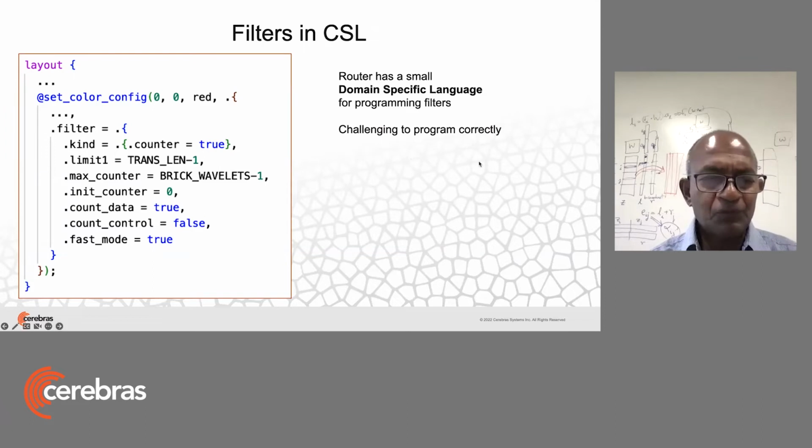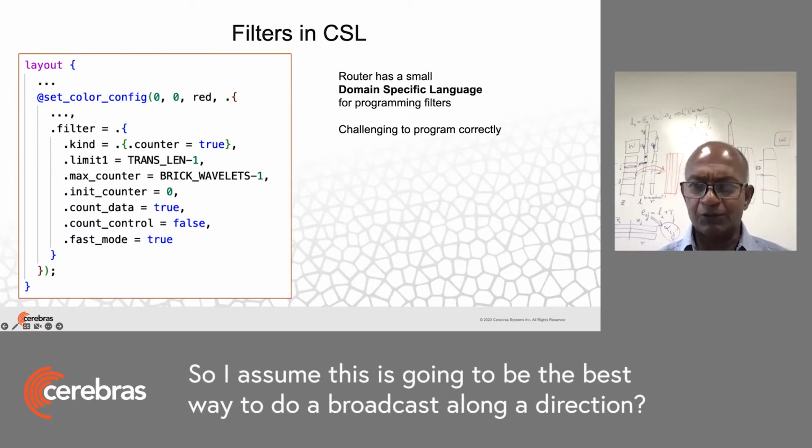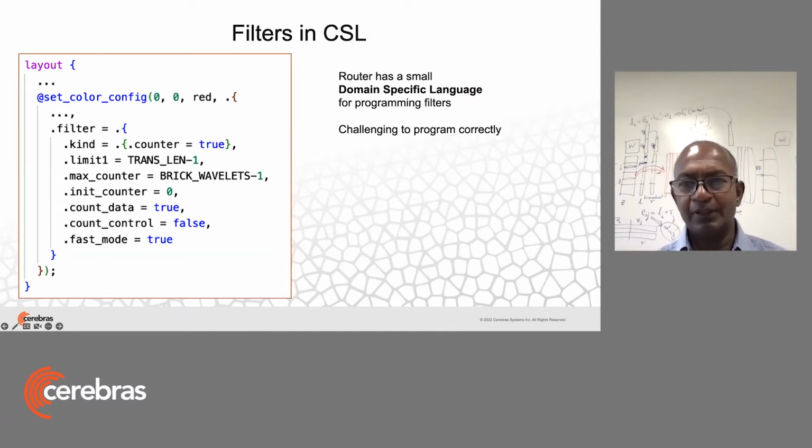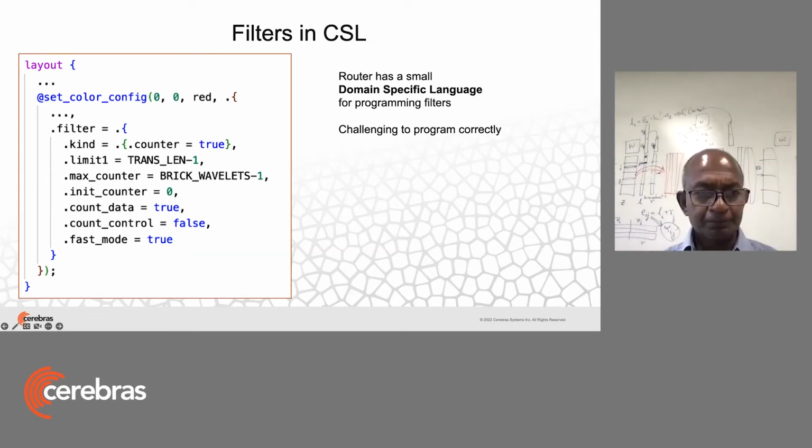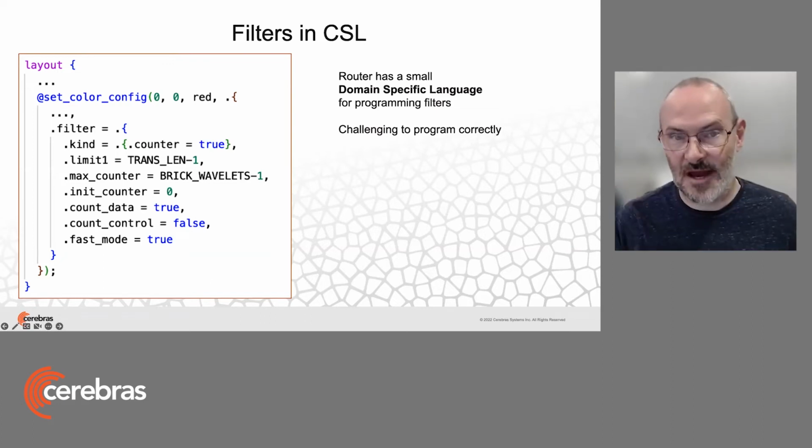Question? So I assume this is going to be the best way to do a broadcast along a direction, so that you don't have to go in and out of the ramp from the processor, but you can just stream. This is a common pattern that will be important for, for example, multiplication. Yes, if you're trying to do some sort of broadcast or some sort of scatter of data, this is a mechanism to use.